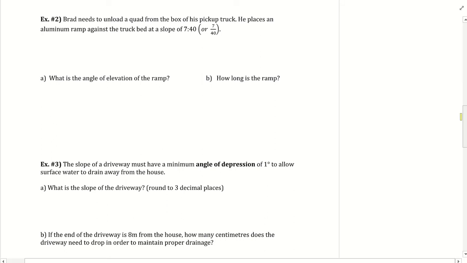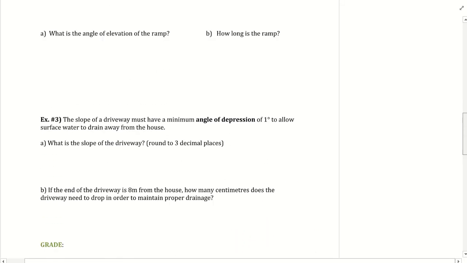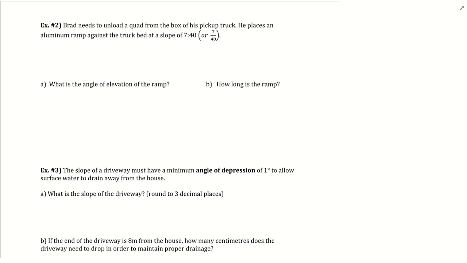There's a couple more examples here. Let's go through example number 2. All right, so the key thing here, we're reading, we're trying to decipher what's going on. Brad needs to unload a quad from the box of his pickup truck. He places an aluminum ramp at the truck bed at a slope of, okay, there it goes. There's where we talked about before in a previous section. There's a ratio, okay? It's 7:40 or 7/40.